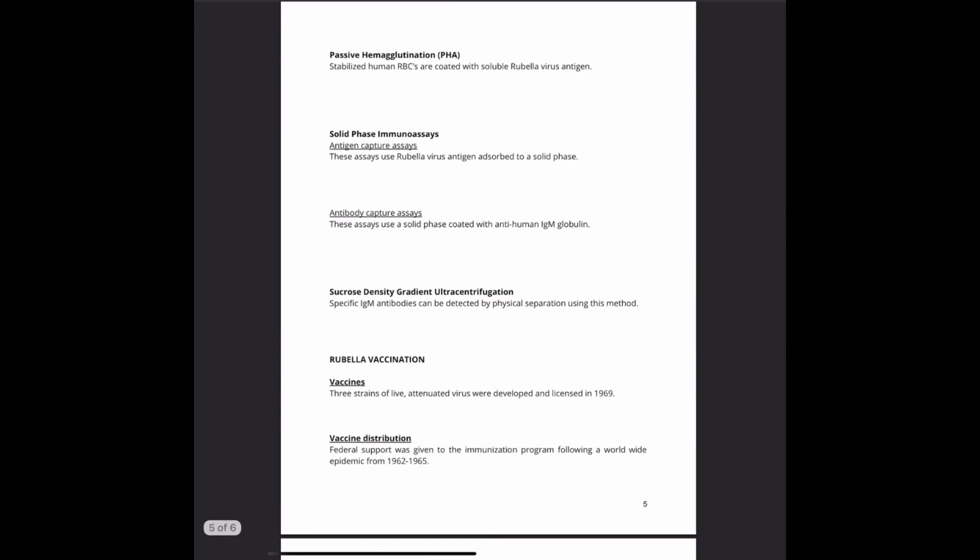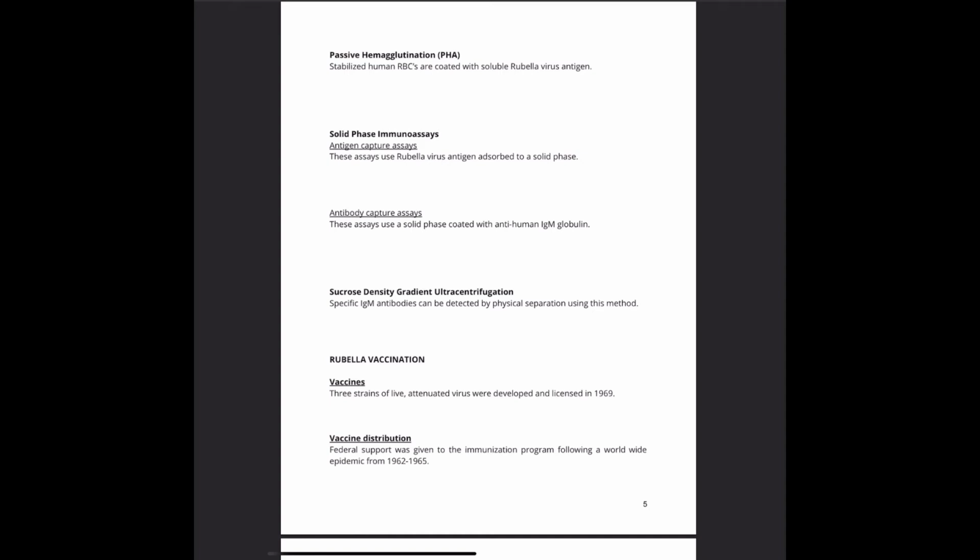Next, we have the passive hemagglutination. Stabilized human red blood cells are coated with soluble rubella virus antigen, and these sensitized red cells will agglutinate in the presence of rubella antibody. The passive hemagglutination test is most useful in detecting immunity because it is very sensitive to IgG.